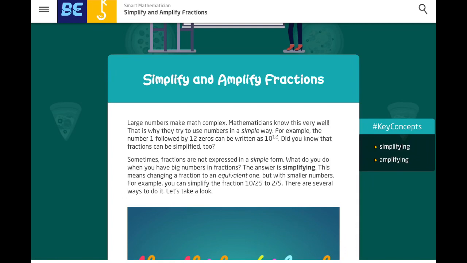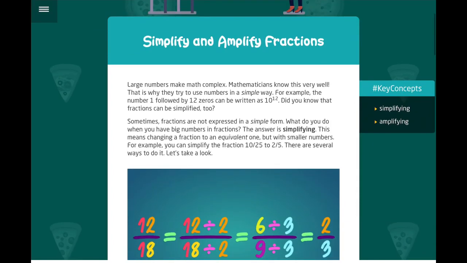Did you know that fractions can be simplified too? Sometimes fractions are not expressed in a simple form. What do you do when you have big numbers in fractions? The answer is simplifying. This means changing a fraction to an equivalent one, but with smaller numbers. For example, you can simplify the fraction 10/25 to 2/5. There are several ways to do it. Let's take a look.